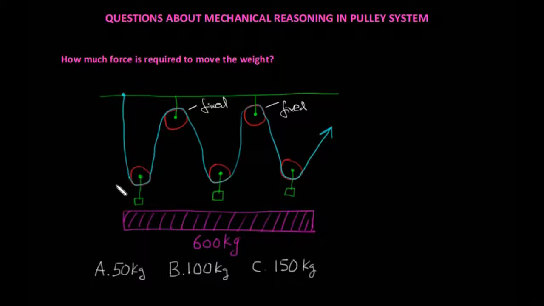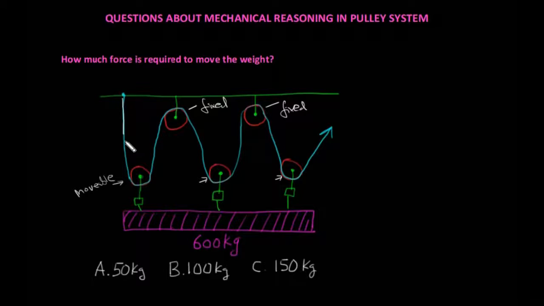Over here at the bottom we have the movable pulleys. Same over here, so we have 3 movable pulleys. Now let me just complete the diagram. If we could find out the number of ropes supporting the weight.